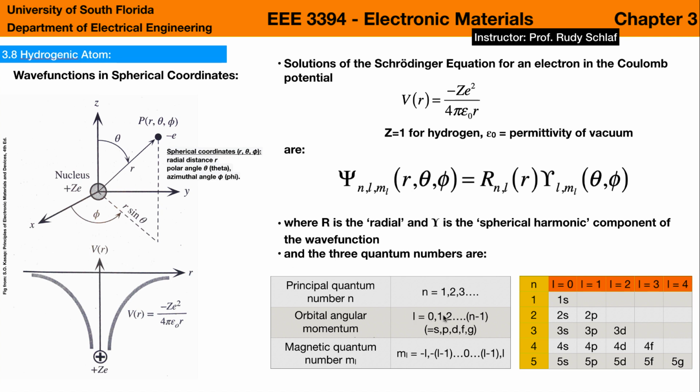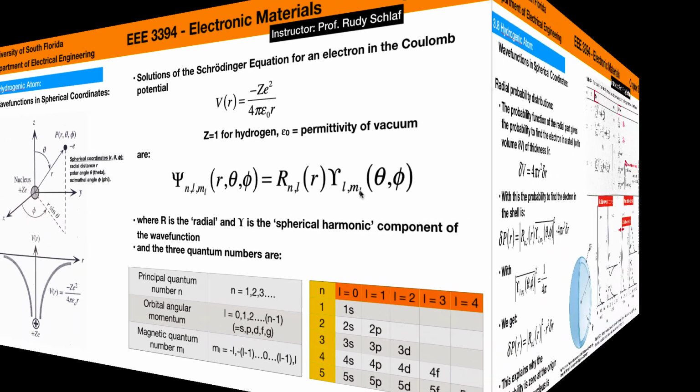L goes from 0 to n minus 1, and L corresponds to s, p, d, f, and g, the nomenclature that we already learned with Bohr's shell model. And the magnetic quantum number mL goes from minus L to plus L in steps of 1. It's interesting to note that the radial component of the wave function depends on n and L, while the spherical harmonic component depends on L and mL.